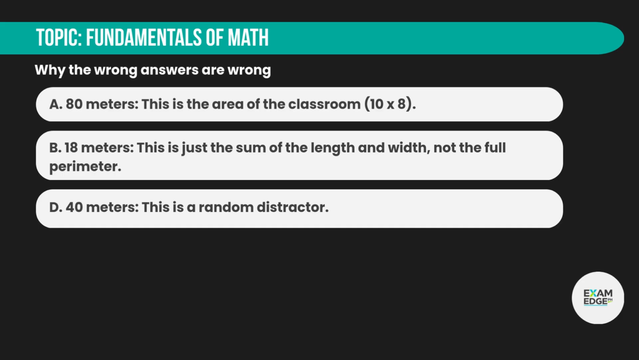Why the wrong answers are wrong? A. 80 meters. This is the area of the classroom, 10 times 8. B. 18 meters. This is just the sum of the length and width, not the full perimeter. D. 40 meters. This is a random distractor.